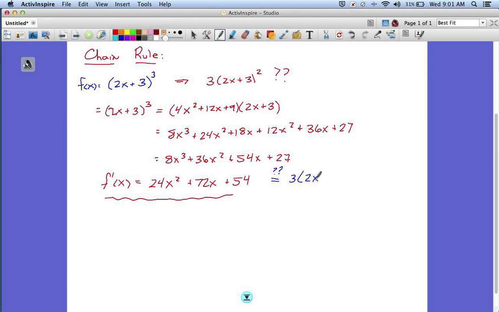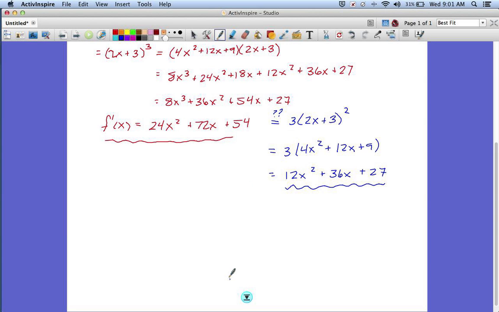3 times 2x plus 3 squared? Well, that's 3 times 4x squared plus 12x plus 9. And I think we're going to quickly see that that is not true. 12x squared plus 36x plus 27. Well, you may be looking at this closely and saying, wow, we're pretty close. So I just need to do my power rule and then double it because this is exactly half of that. Unfortunately, that is not always the case. In this particular case, it is, and I'll show you why.